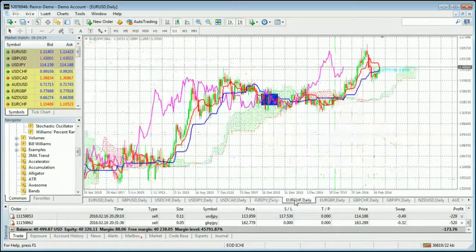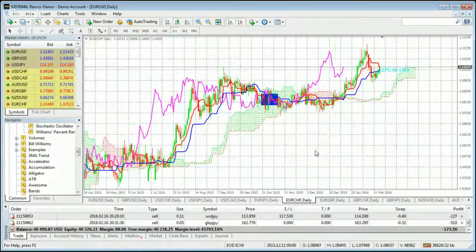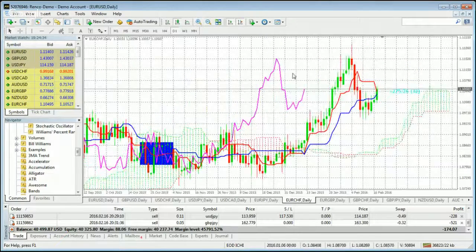Next chart. Let's see what this one is doing. This one's looking interesting. Let's zoom in slightly. This is the Euro franc. Now, what is this one doing? Any signals? Firstly, is this bullish or bearish? What do you guys say?